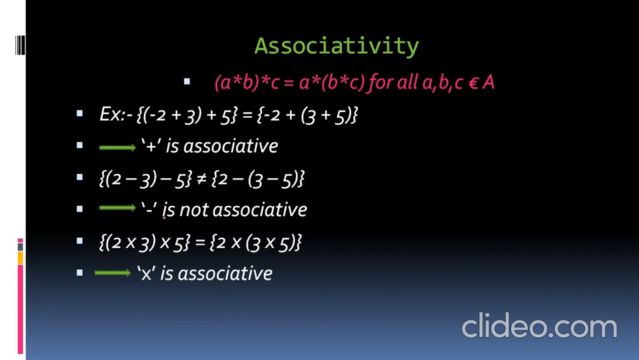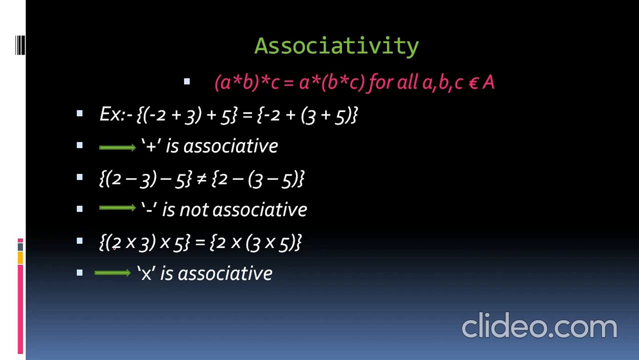Now consider subtraction. Again consider three elements 2, 3 and 5. Now here we can see if we subtract 2 from 3 first, we will get minus 1, and then subtracting 5 we will get minus 6. Now again if we subtract 3 and 5, what we get is minus 2, and 2 minus minus 2 is equal to 4. So here the result on both sides is not equal, so we can say subtraction is not associative. Now consider multiplication.